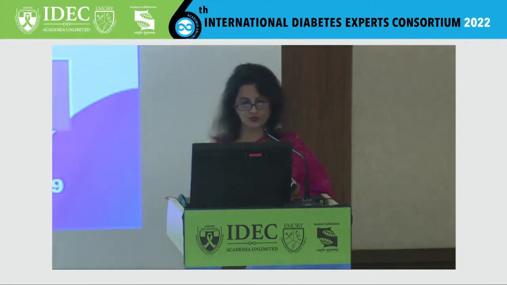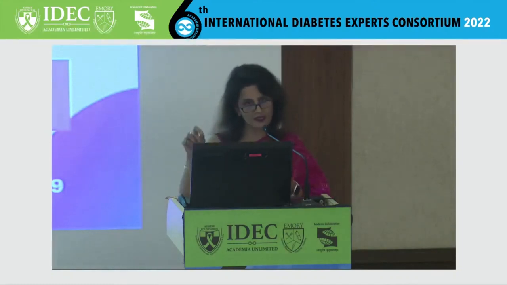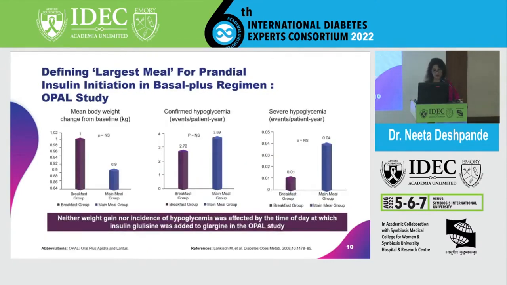And this study shows you that rather than giving it at breakfast, just ad hoc in general, if you were to actually identify the main meal and give it at that time, you get a much better A1C reduction, as you can see in this particular slide. So studying what is the major meal of the day, what is the major excursion of the day, and instituting the prandial insulin at that time, you're likely to get a much better reduction of A1C.